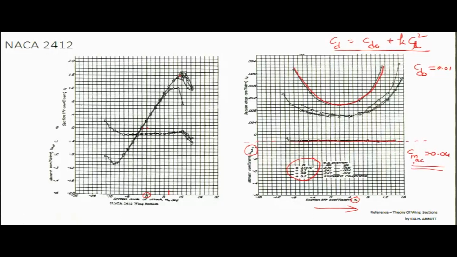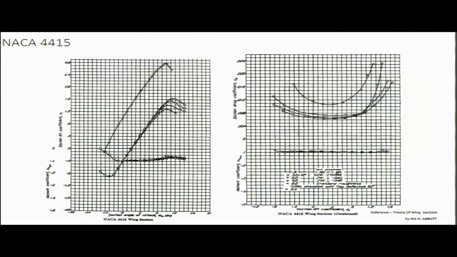Right? Now let's go to the next data set, which is 4415. It's again a 4 series aerofoil. So this is the variation of Cl, Cm with alpha, and here to the right you have Cl, CD, Cm variation with Cl, right. Here what will be the Cl naught for this aerofoil? Cl naught of this aerofoil is 0.4.